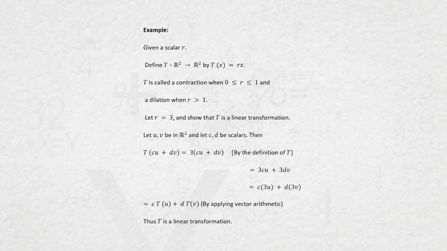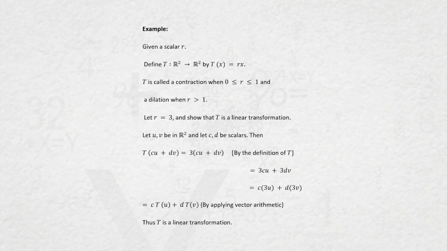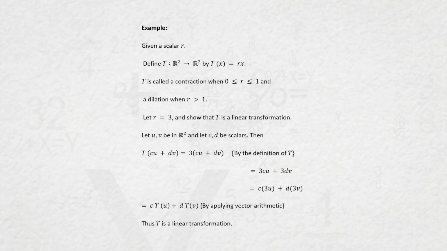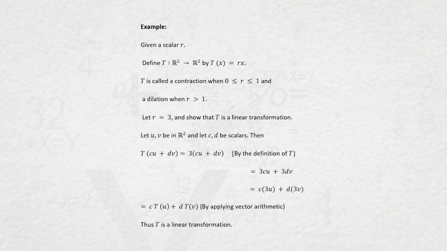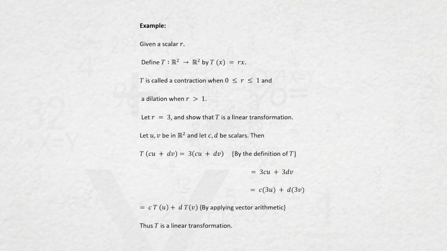Given a scalar r, define a transformation T from R squared to R squared given by T of x is equal to rx, where T is called a contraction when r lies between 0 and 1, and it also takes the values 0 and 1, and a dilation when r is greater than 1. Let us take r to be equal to 3, and we are going to show that T is a linear transformation. So we take two vectors in R squared, u and v, and let c and d be two scalars.